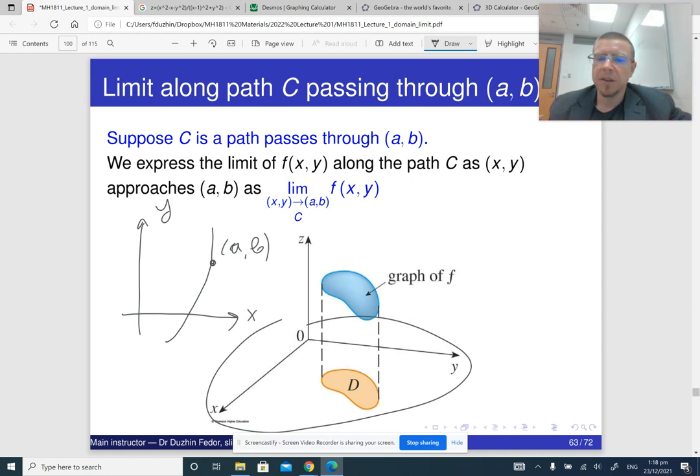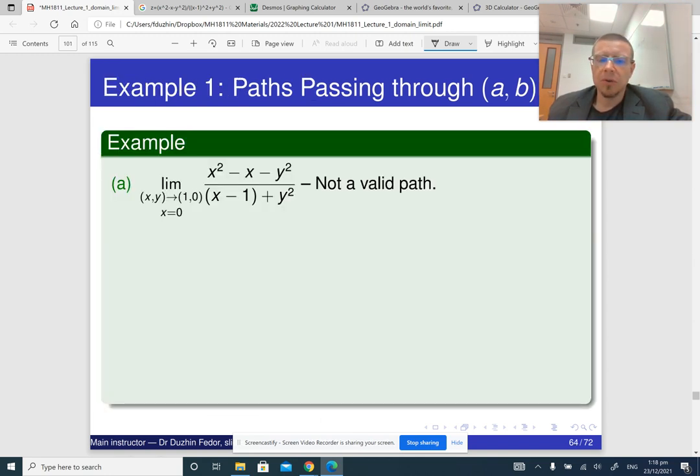Because essentially a path is something one-dimensional, and something one-dimensional essentially means that there is just one independent variable. So by computing a limit along a path, we essentially do computation of a limit of a one variable function. So let me show you how it works on some examples, right? So suppose that we want to compute this limit, right? So this is the limit.